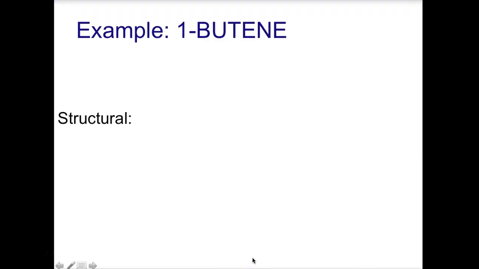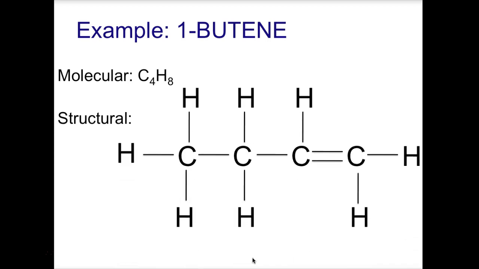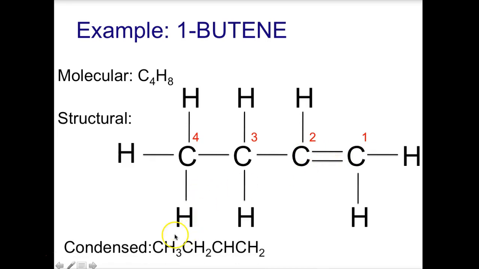And then our condensed formula is going to be CH3, CH, CH2. So what about 1-butene? Okay, remember, butene is 4 carbons, so it'll be C4H8. If it's 1-butene, we're going to start numbering our carbons from the furthest end, and the double bond could be here, or it also could be on that side. So in this case, we're numbering 1, 2, 3, 4, and in between the first and the second carbon is where our double bond is going to be. And then our condensed structural formula will look like this: CH3, CH2, CH, CH2.